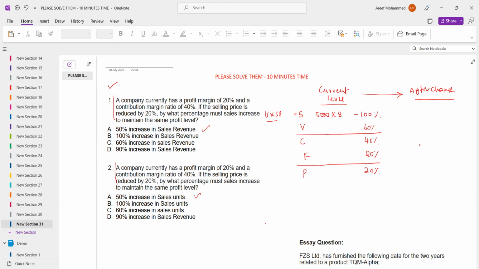It is just an assumption, correct? Any number of units you can take, any selling price you can take. So what are my total sales value here? 40,000.